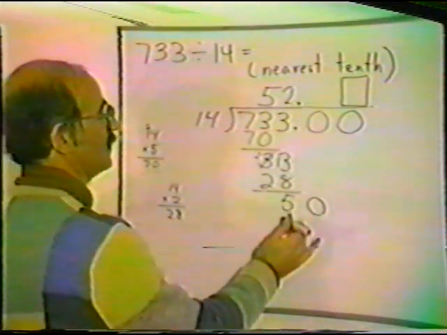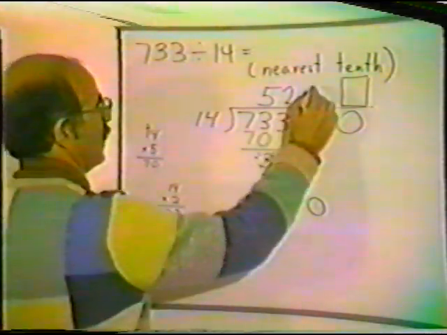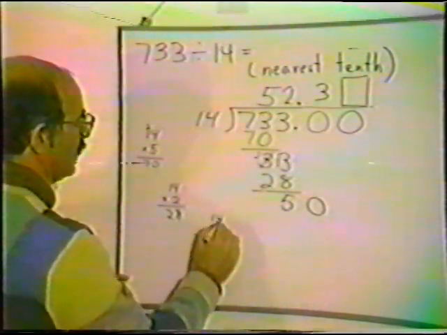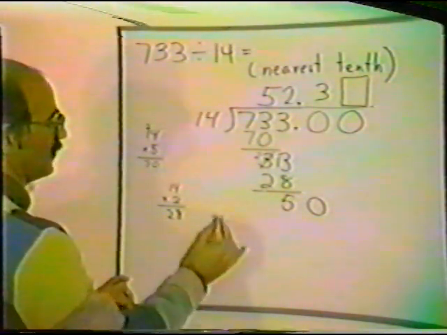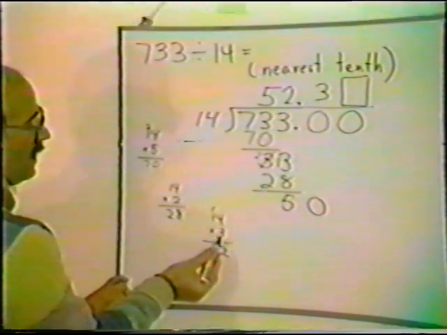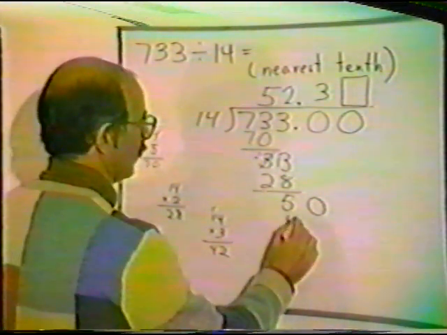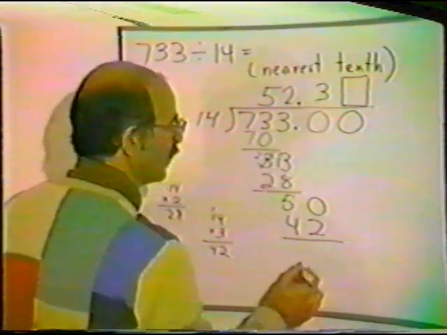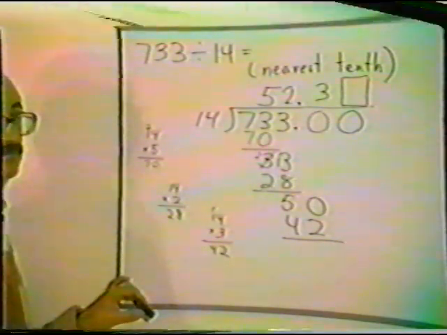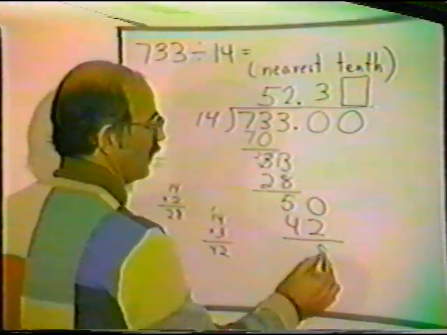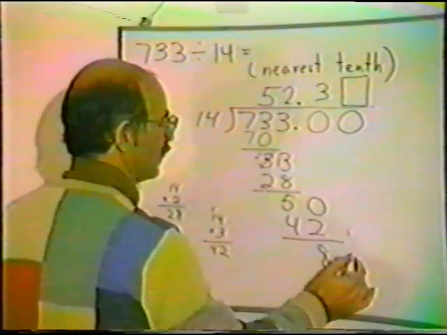How many 14s can we fit in 50? 3. Let's try 3. 14 times 3. 4 times 3 is 12. Put down the 2, carry the 1. 1 times 3 is 3, plus 1 is 4. 42. Can you tell me without borrowing how much 50 take away 42 is? 8. So when you can do that in your head without crossing out, you're welcome to do it that way. Let's bring down the next 0.